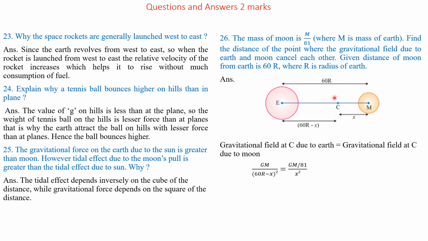Gravitational field at C due to Earth is equal to gravitational field at C due to Moon. Therefore, G into M divided by (60R minus x) whole square is equal to G into M by 81 divided by x square. Therefore, 81 x square is equal to (60R minus x) whole square. Taking the square root on both sides, 9x equals 60R minus x. Therefore, x is equal to 6R. The relationship is shown in the figure above.